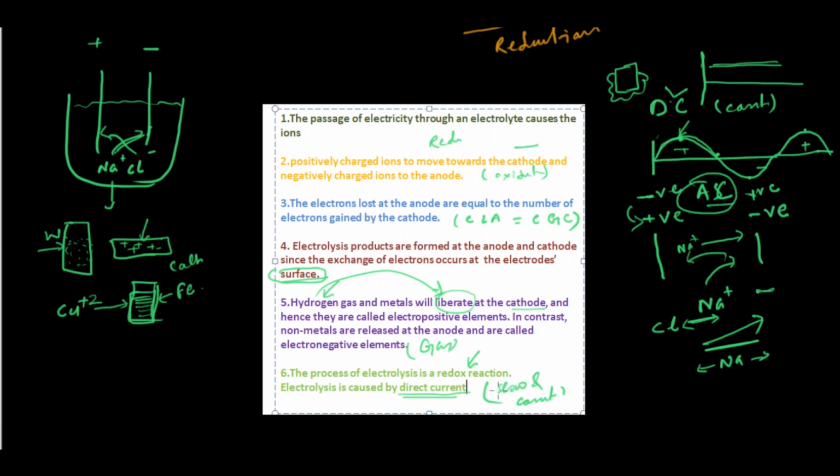So these are the things that we have learned in this lecture. The direction of the current, where it will go, and we have understood the direction of the ions also, and we have understood that electrolysis is a process of redox reaction.